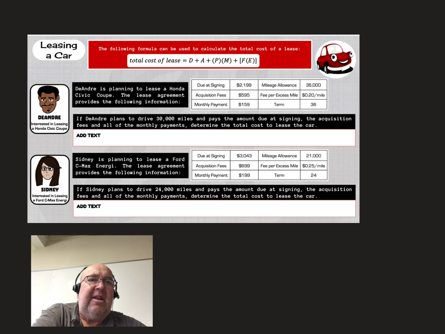about adding anything. The second one, you can see that the mileage allowance is 21,000 miles and they plan to drive 24,000 miles. So that one you'll have to do the 0.25 times the number of miles they went over. So again, you're going to subtract the allowance from the mileage to find out how much they went over.